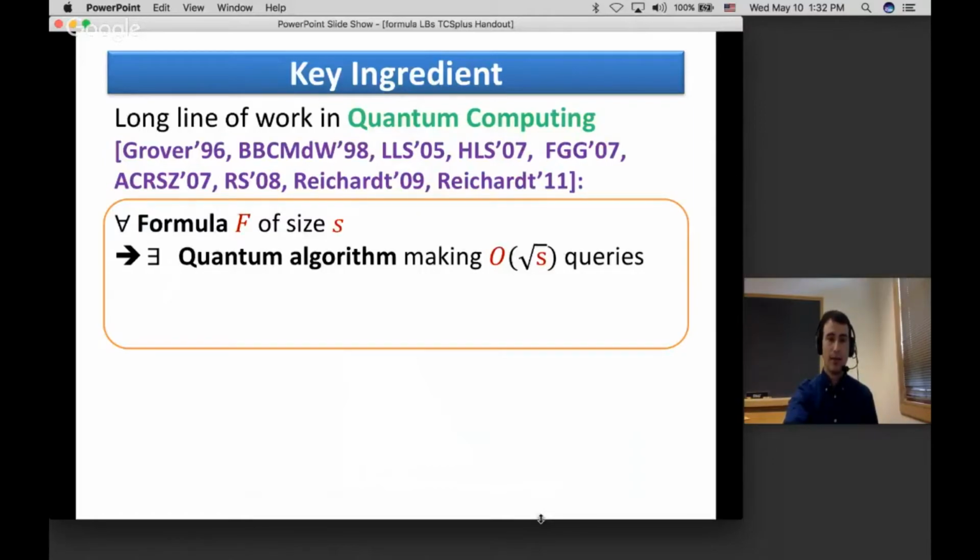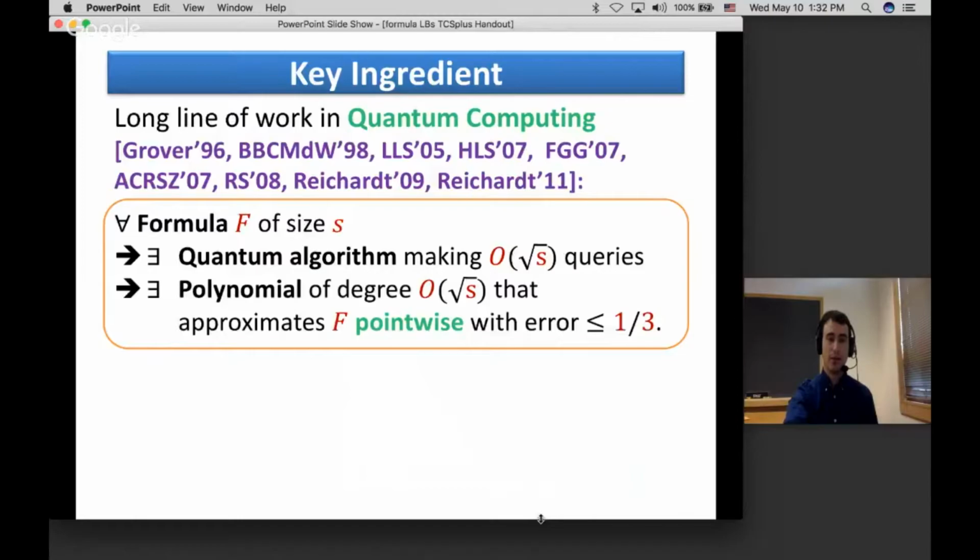And by the result of Bills et al., we know that this implies that there exists a polynomial of degree square root S that approximates the original formula F pointwise with error at most 1/3. So this is really a strong notion of approximation. On each point, the formula and the polynomial differ by at most 1/3. So this is a real valued polynomial. It gets real values, and these values differ by at most 1/3 from the correct values.